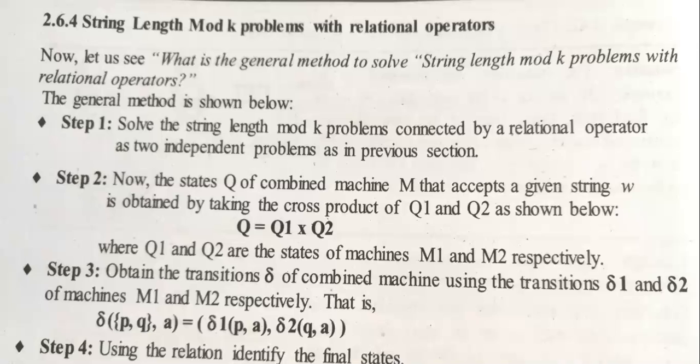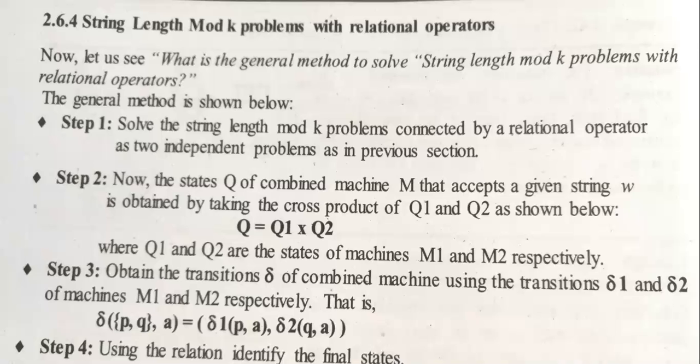Now let us see the general method to solve string length mod k problems with relational operators. The general method is shown below. Step number 1: solve the string length mod k problem connected by a relational operator as two independent problems as in the previous section. As we discussed for the mod k problem, how we solve individually, like that here two different conditions are available. The first condition should be considered as the first machine and the second condition as the second machine. You need to solve them separately. Fine, you are done with solving both machines.